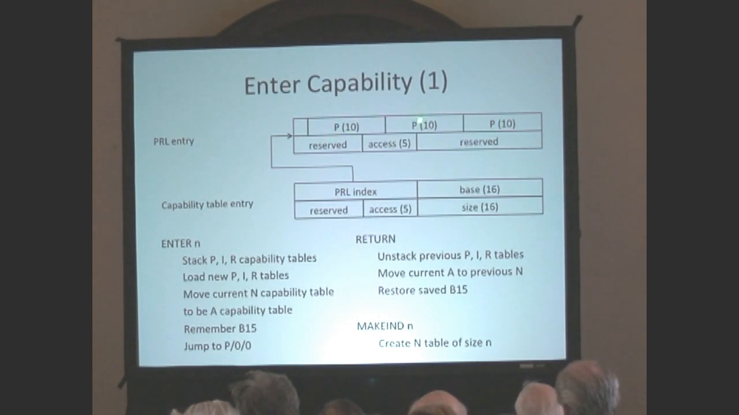What you had were 3 entries that told you the indexes elsewhere in the resource list for 3 capability tables called PI and R, and I'll explain the names later on.